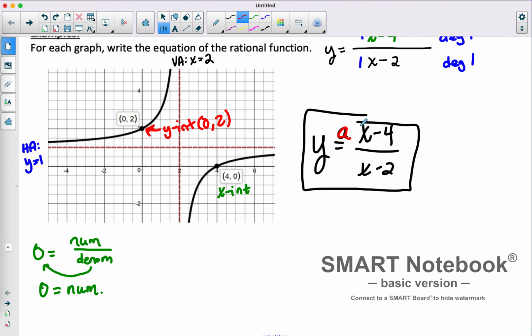So let's pretend that I had a times x minus 4, and we were wanting to test out what value of a we need. I could use the y-intercept to do this, but really we can use any point on the graph that we haven't already used. Like 1, 3 kind of looks like a valid point, but I'm not fully sure, so I'm not going to use that point. But I do know that (0, 2) is a point, so when y is 2 and x is 0, this would satisfy the equation.